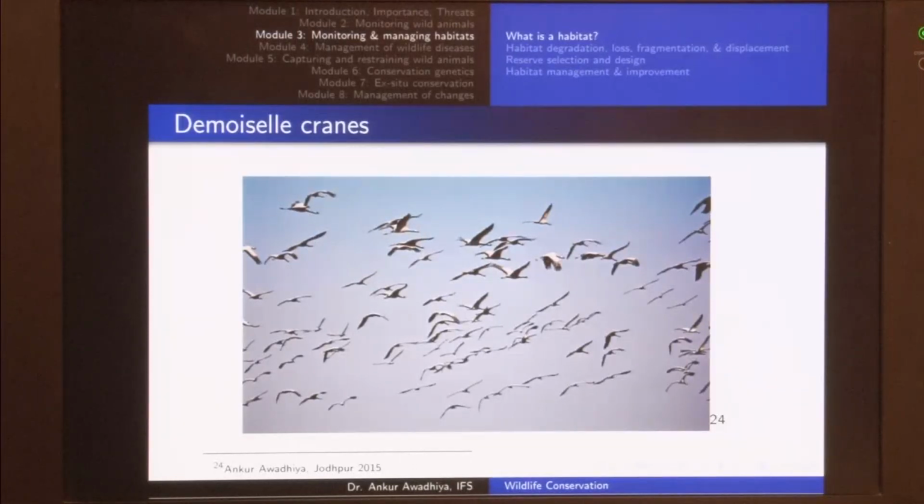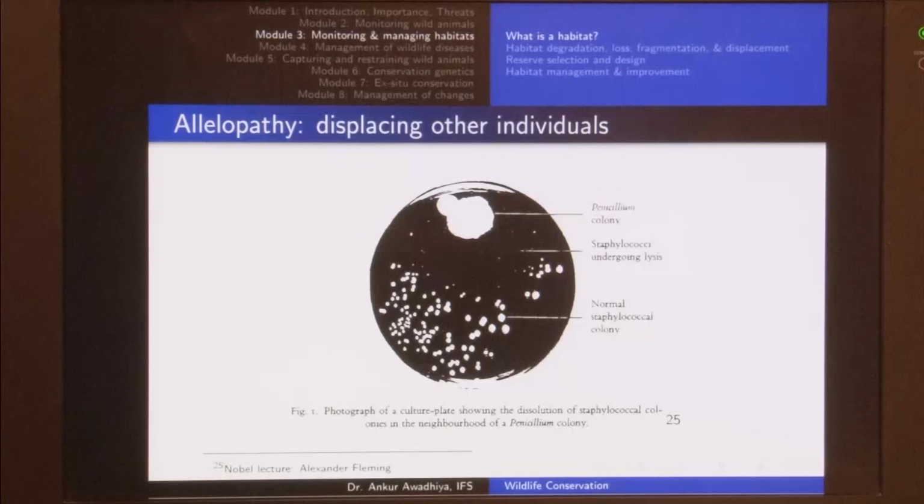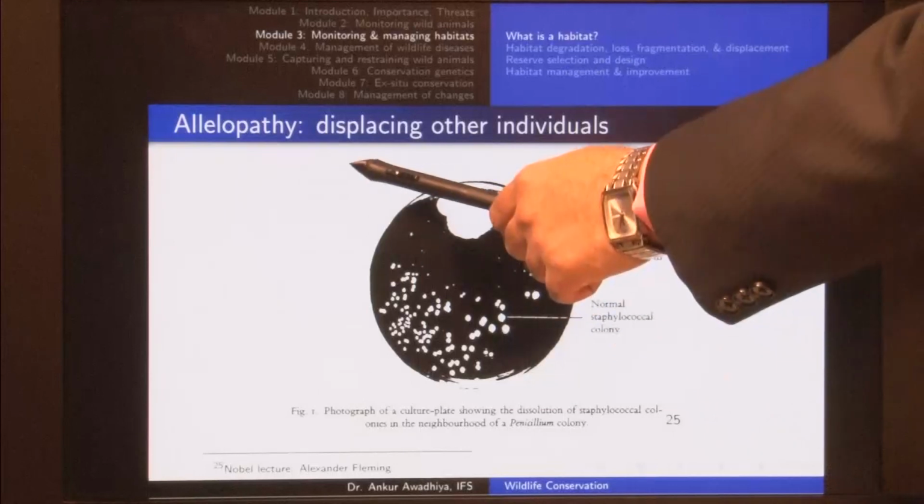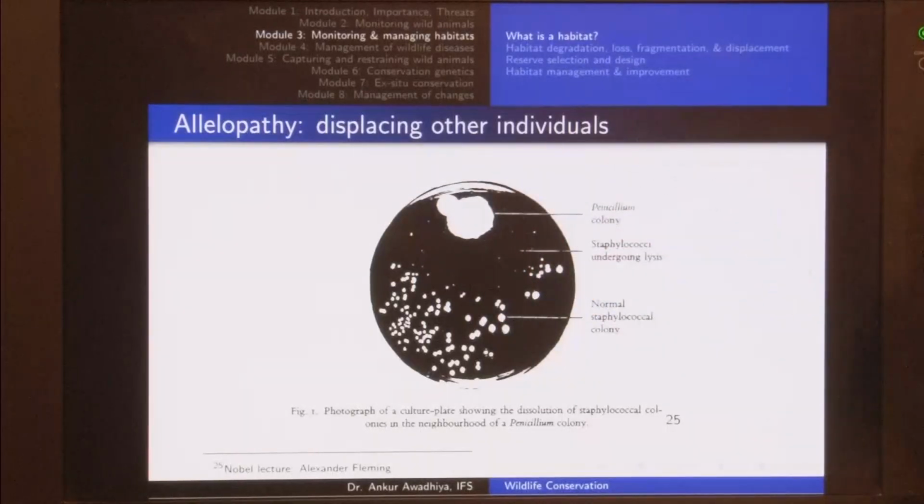Now in this context, when we were talking about the biotic and abiotic factors that govern where a species is found, another thing that needs to be kept in mind is called allelopathy. Allelopathy is the displacing of other individuals, and a classic case is that of the antibiotics. Now this picture is taken from Alexander Fleming's Nobel lecture. Alexander Fleming is the person who discovered penicillin.